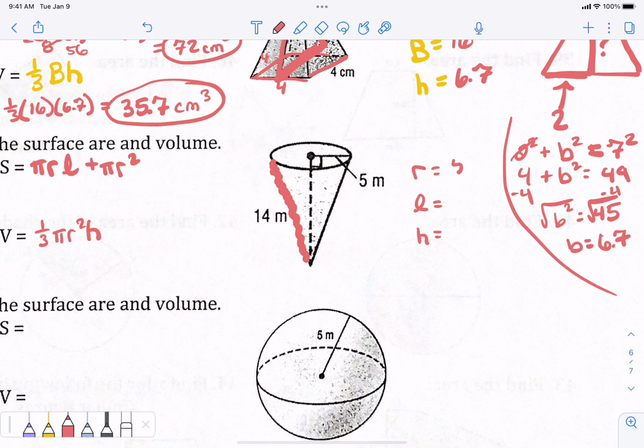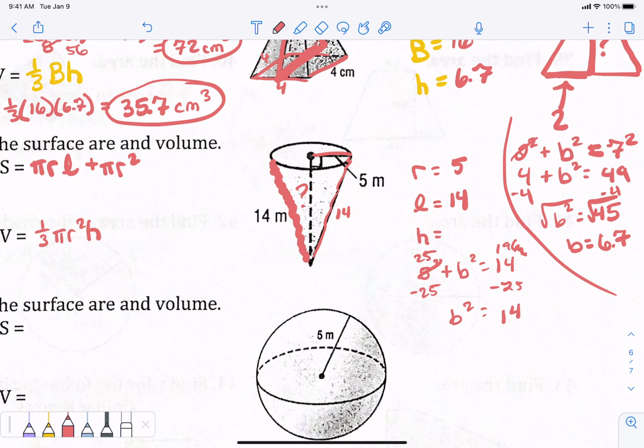Okay, R is 5. 14 we said we're going to say is the slant height for now. On the test I make sure it's not a questionable thing. So if 14 is the slant height and 5 is here, and this is what we're trying to find for the regular height, which one is side C? Yes, 5 squared plus b squared equals 14 squared. 25, 196. We subtract 25. b squared equals 171. And we take the square root.